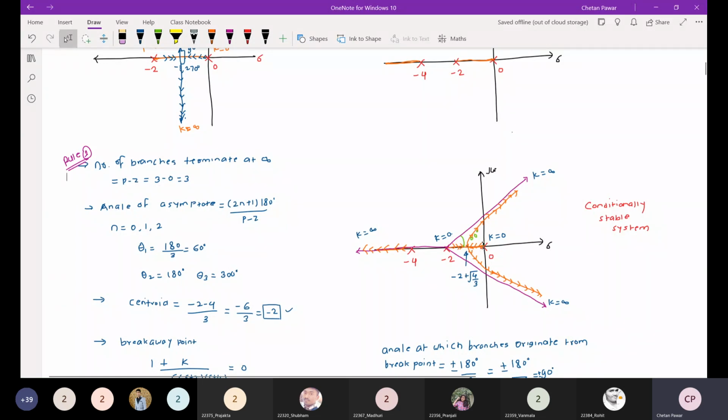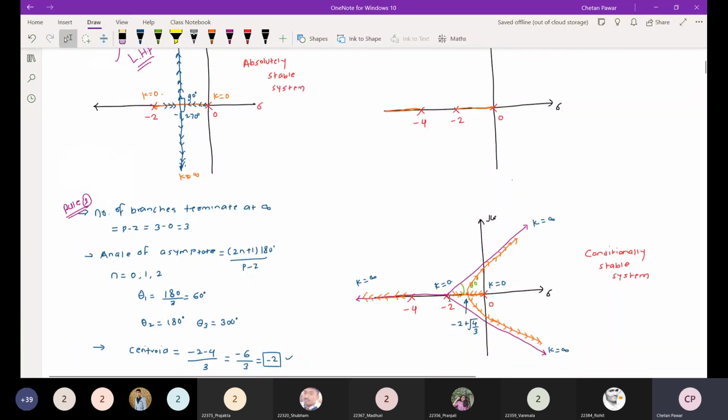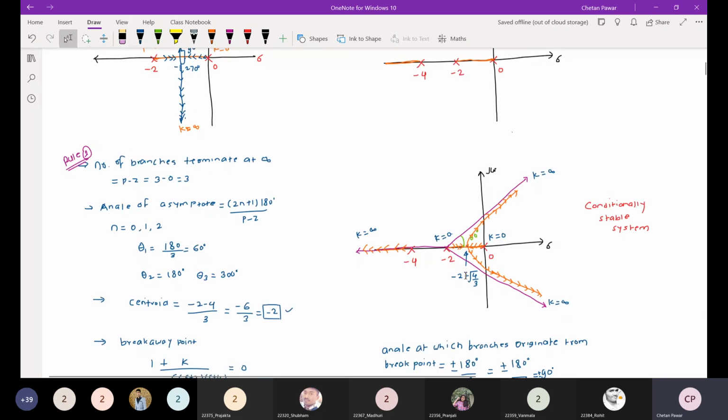Okay, this point. So here you can see there are 3 poles, at -4, -2 and 0. So the breakpoint will be between 2 poles only. Okay, so this is a breakaway point, we can say. From this point the closed loop poles will leave the real axis of the s-plane and will move towards the open loop zeros, along the asymptotes.